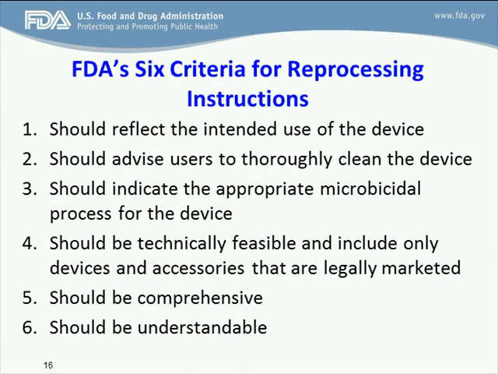As in the 1996 guidance document, this new guidance document includes the criteria for clear reprocessing instructions that will ensure users understand and correctly follow the reprocessing instructions. The list of criteria has been condensed from 7 criteria to 6 criteria. The reprocessing instructions should reflect the intended use of the device, should advise users to thoroughly clean the device, should indicate the appropriate microbicidal process for the device, should be technically feasible, and include only devices and accessories that are legally marketed. Finally, the instructions should be comprehensive and should be understandable.